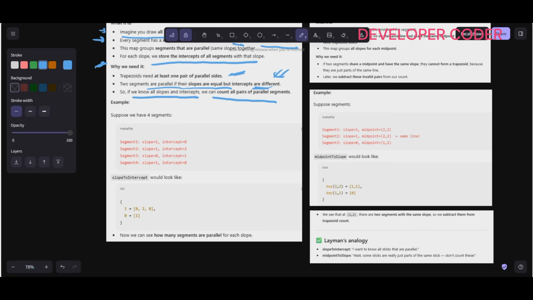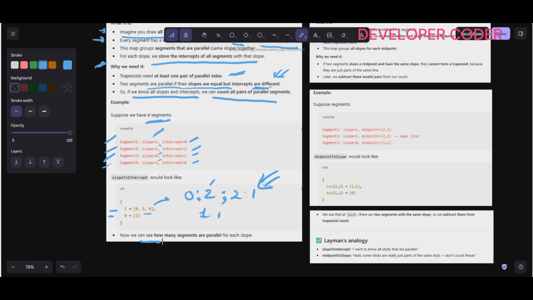Now suppose we have four segments. A segment is nothing but a line. This one has slope 1, this one slope 1, this one slope 0, and this one slope 1. The intercepts are 0, 2, 1, and 0. So we only see two slopes, 1 and 0, and my slope to intercept map looks like this. Here 0 occurs two times, 2 occurs one time, and 1 occurs one time. I will also do this in code, which is why I'm writing it as key-value pairs: 0's frequency is 2, 2's frequency is 1, 1's frequency is 1.